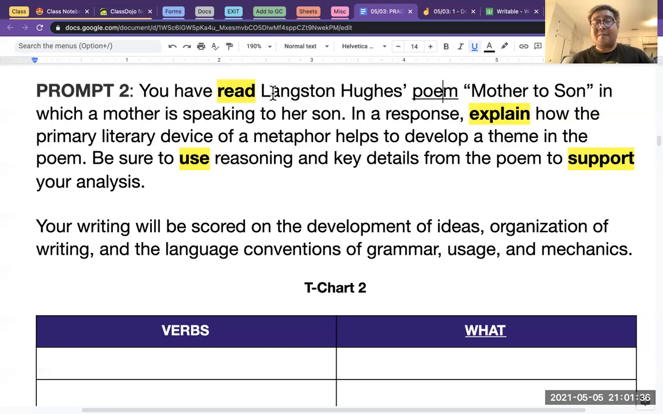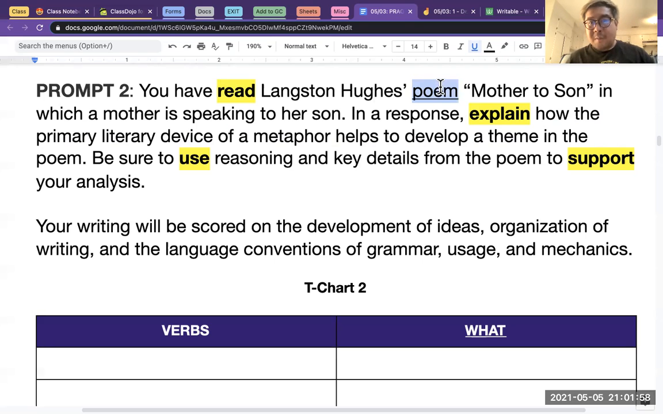Instead of underlining all of this, right? Langston Hughes is the author, Mother to Son is the title of the poem. I'm just going to underline poem. Poem is important to me because this tells me that what I'm about to read is a poem.